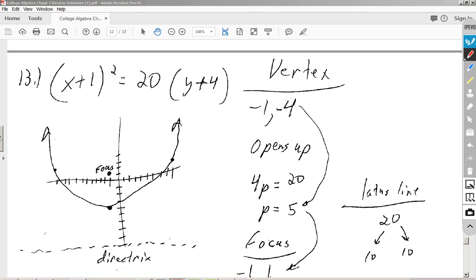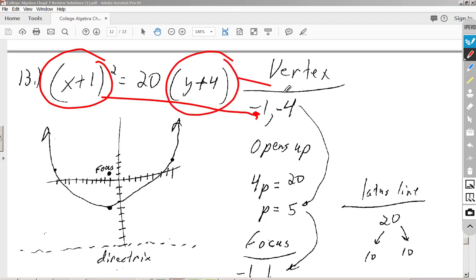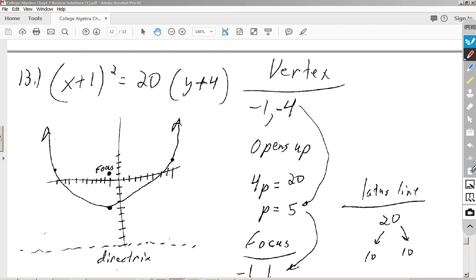So on this problem, I first find my vertex. The answer to x + 1 is -1. My answer to y + 4 is going to be -4. That's going to be my vertex. So I go over here to -1 and down 4. So that point, (-1, -4), is your vertex.